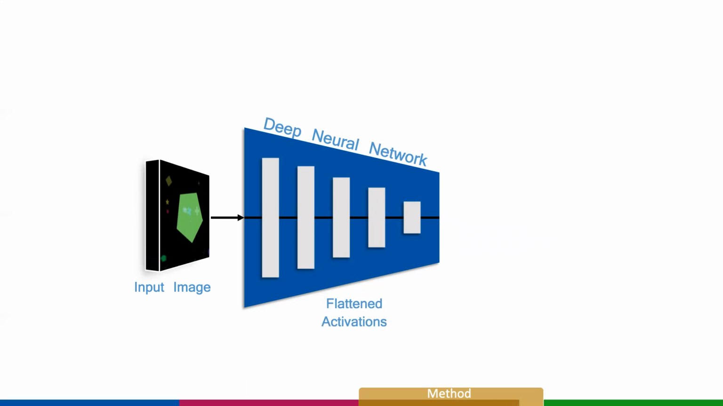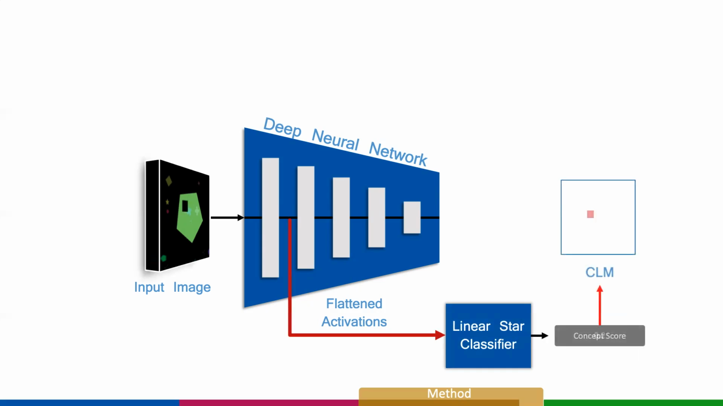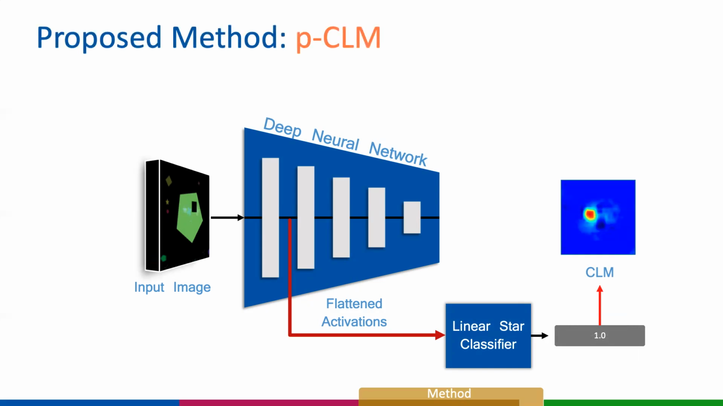We used the aforementioned explanation methods in combination to propose 2 completely new concept localization methods. The first one, called PCLM, uses the perturbation-based occlusion sensitivity method. Instead of recording the output probability of the classifier, we now use the changes in concept prediction of the linear concept classifier to localize a corresponding concept.